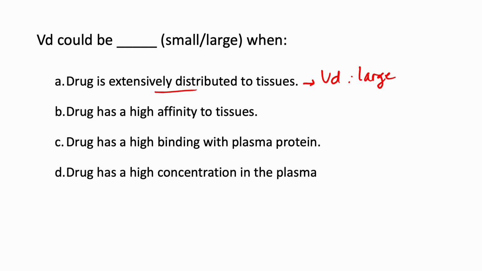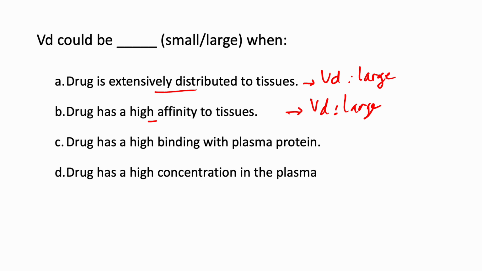The second scenario, when the drug has a high affinity to the tissue, this means the drug will bind to the tissue and stay there a long time. So it makes the volume to contain the drug large for a long time. So in this case, the volume of distribution will be large too.